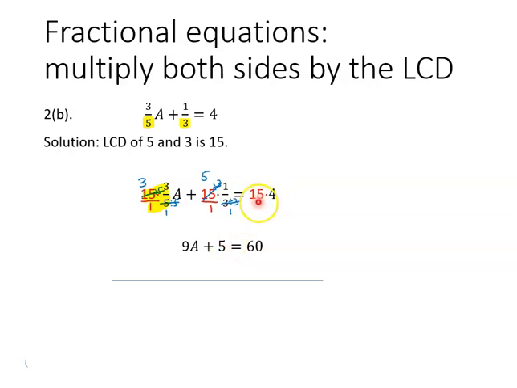And on the right-hand side, 15 times 4 is 60. And notice the bottom ones are all gone because even if we have 1 times 1 is 1, 9a divided by 1 will still be 9a, and 5 divided by 1 will still be 5. That's why we can just get rid of them. So now this is an equation with only whole numbers. Compared to the original problem, this is much easier to solve, because we were able to get rid of all the denominators.